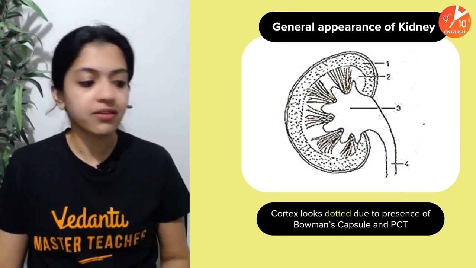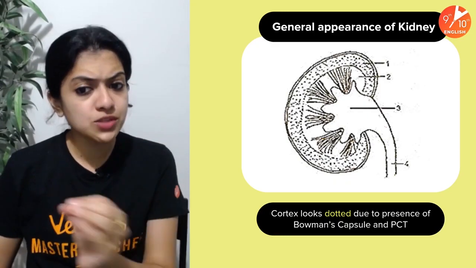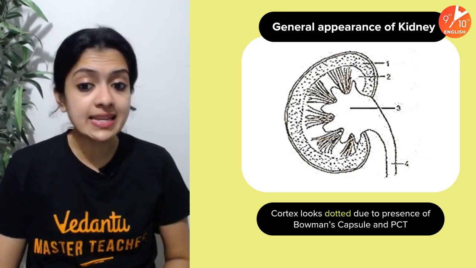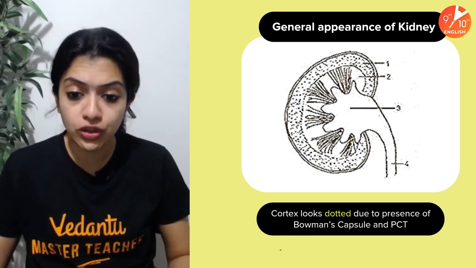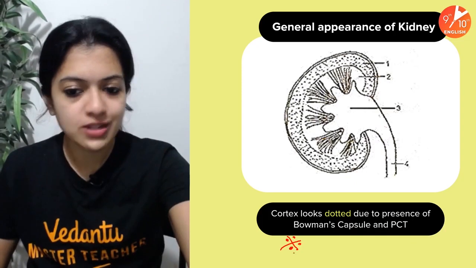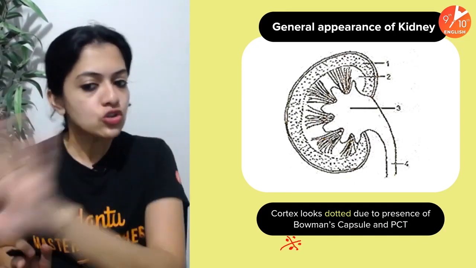Now, the general appearance of the kidney looks pretty much like this, as in the cortex would appear dotted due to the presence of Bowman's capsule and the PCT. They're very, very important for you to know. Let me just mark it as very important. This is the important symbol that we used to use in our school days. So I'm just adding this to your notes as well.